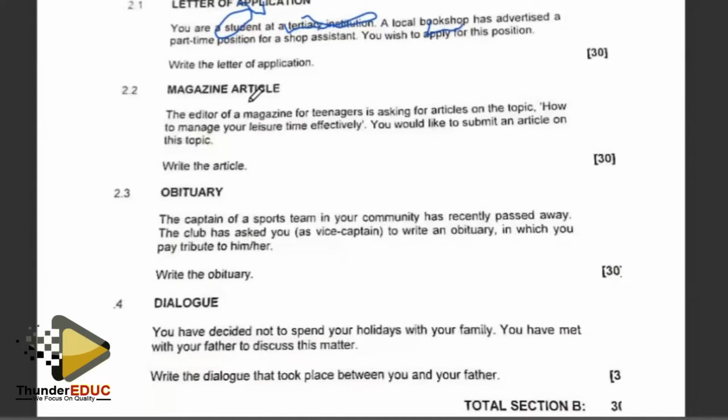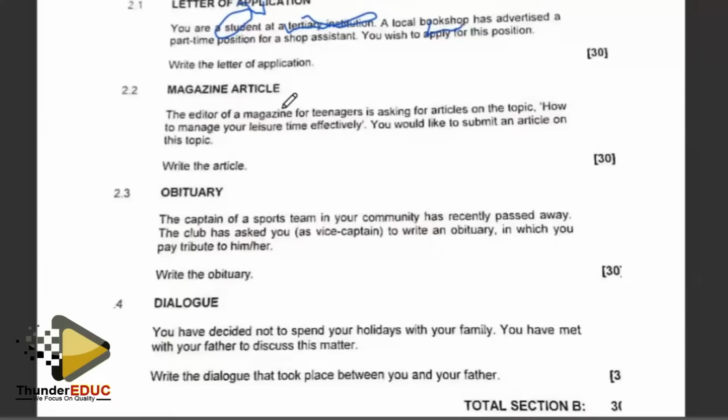All right. Then we look at the magazine article. It says the editor of a magazine for teenagers is asking for articles on the topic, how to manage your leisure time effectively. You would like to submit an article on this topic. So, number one, you will try to look at this topic. So you need to first start by planning.